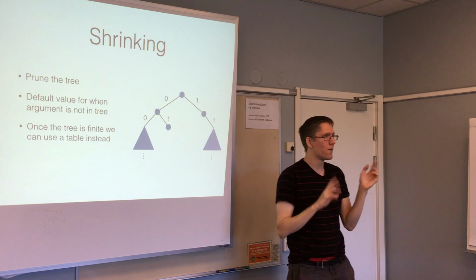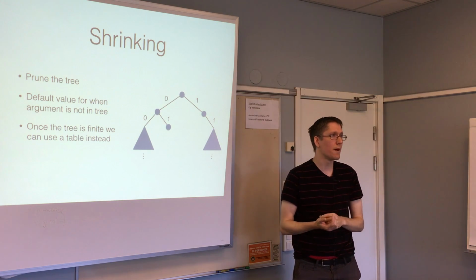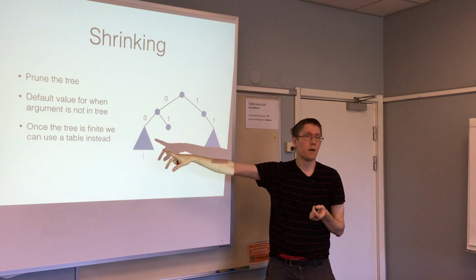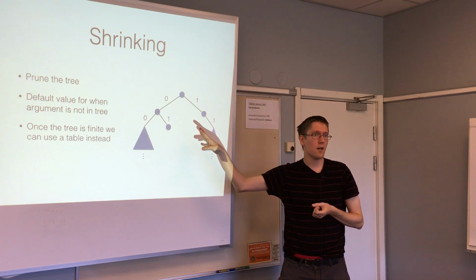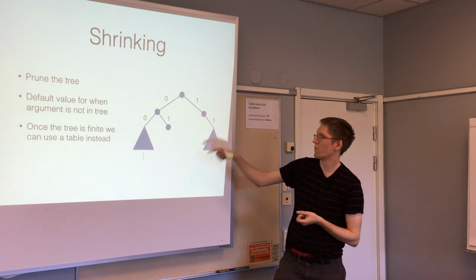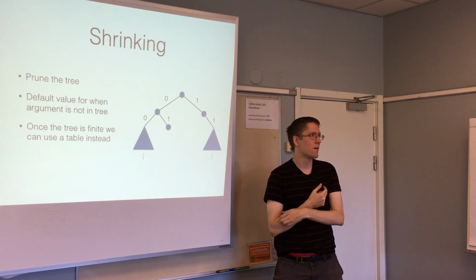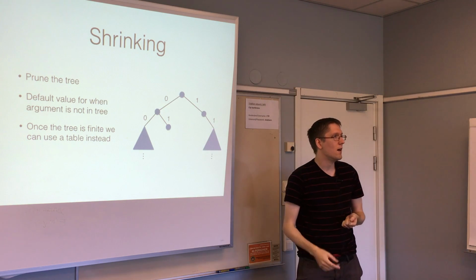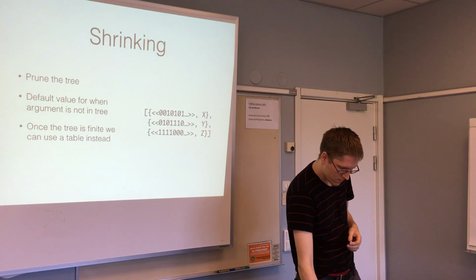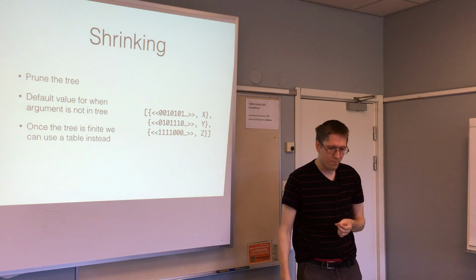Once we've snipped off enough branches so that we have a finite tree, then we can actually turn the tree into a lookup table. Because it's a finite tree, there are a finite number of nodes, and you could just enumerate all the nodes. So you do this instead.